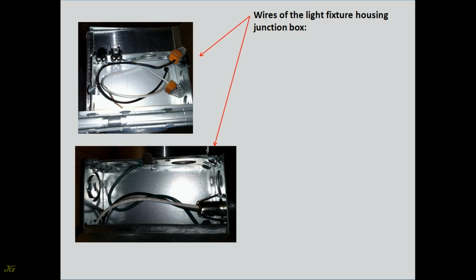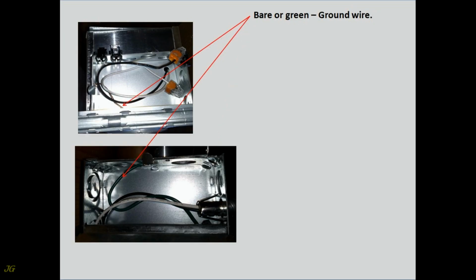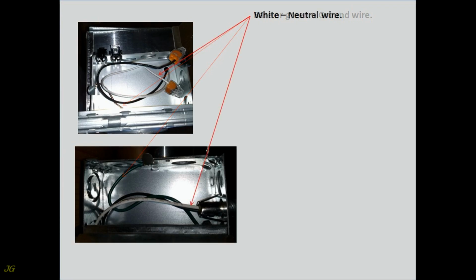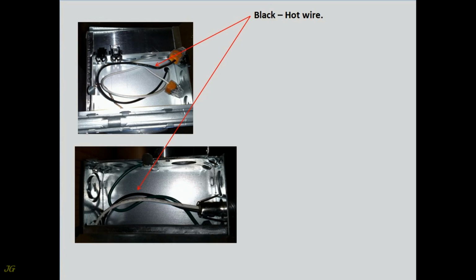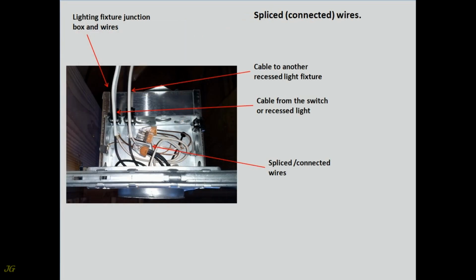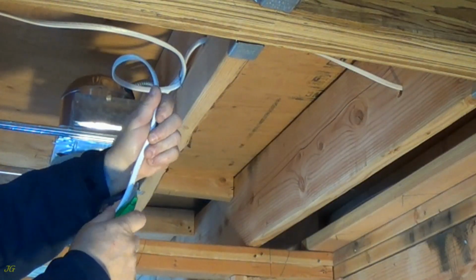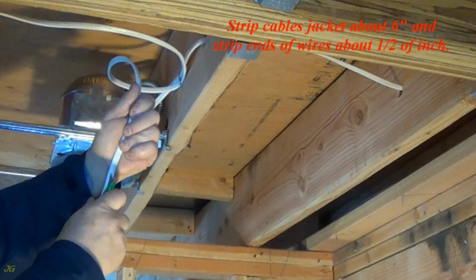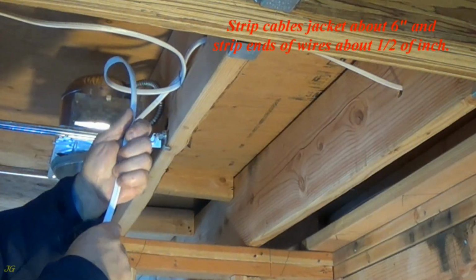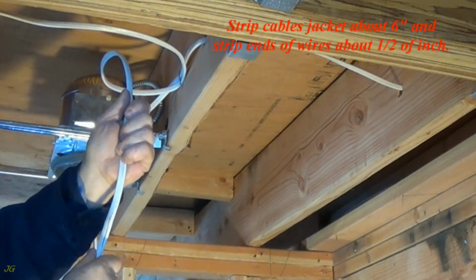Wires of the light fixture housing junction box. Bare or green, ground wire. White, neutral wire. Black, hot wire. Spliced, connected, wires. Strip cables jacket about 6 inches and strip ends of wires about 1/2 inch.